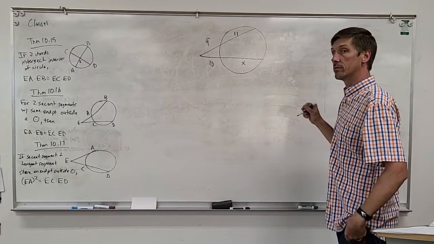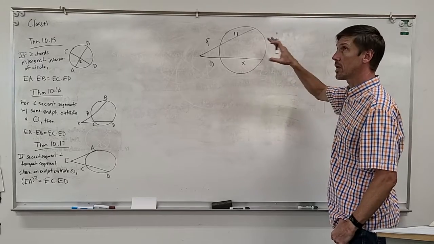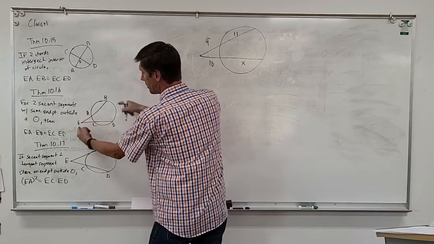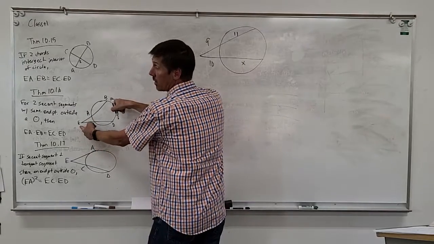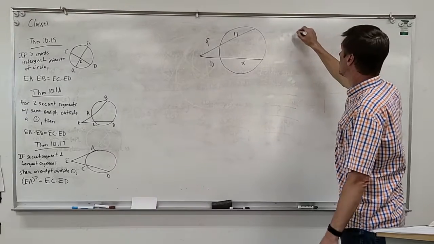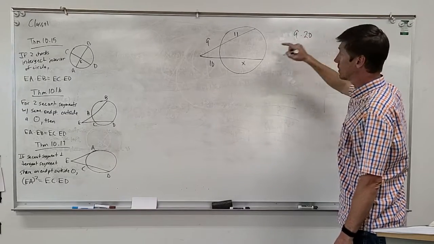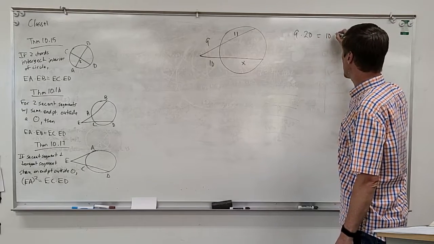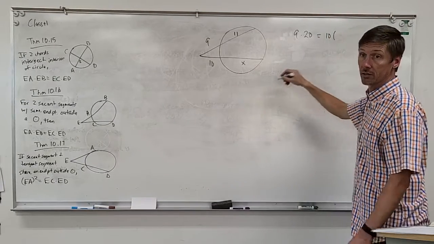Not quite. You're right about part of it, but it's not even 9 times 11. It's EA, this portion here, times the entire length here. So it'd be 9 times 20. Do you see that? That makes sense. So 9 times 20, which is 9 plus 11, equals 10 times 10 plus x.